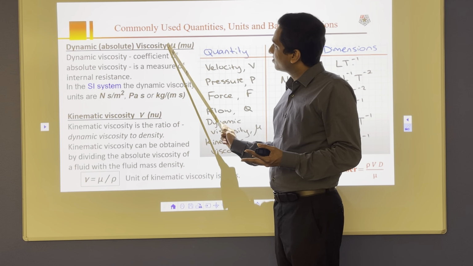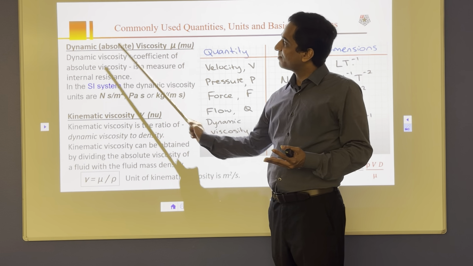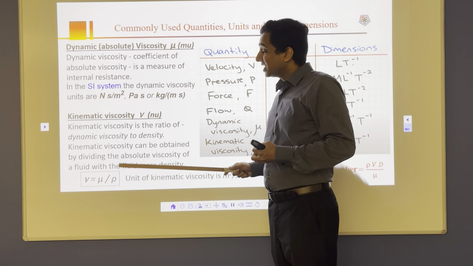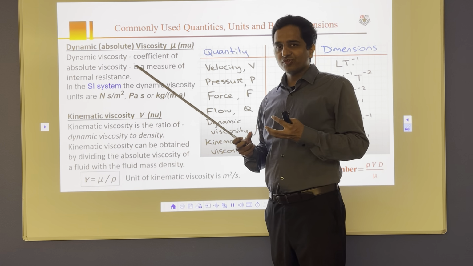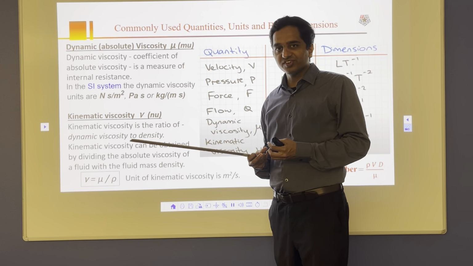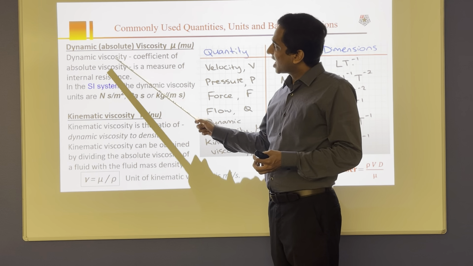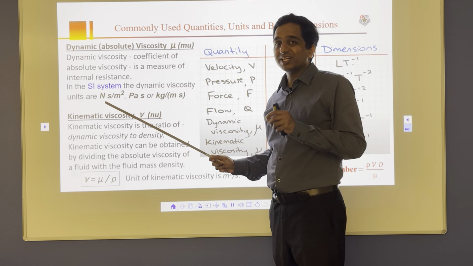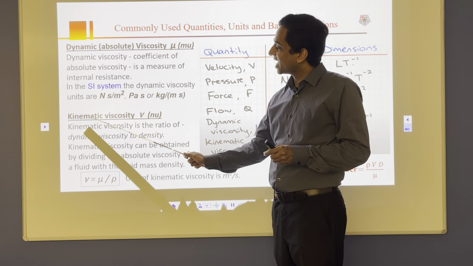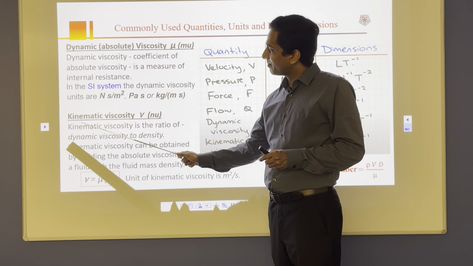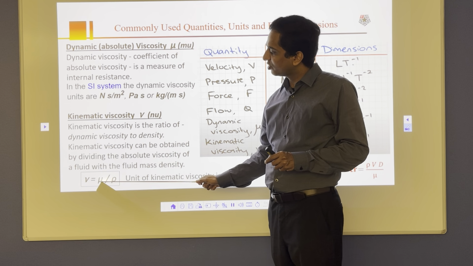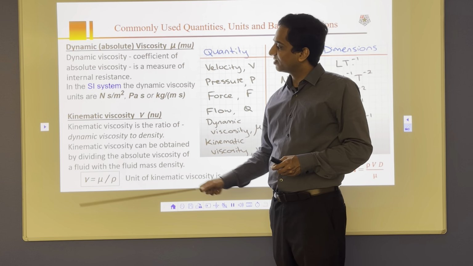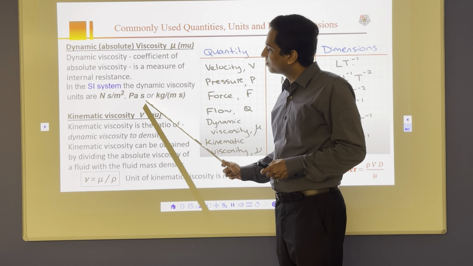Every time you see the symbol mu, that is your dynamic viscosity or absolute viscosity. That is the real viscosity. Sometimes this viscosity and density are associated with each other. If I divide this dynamic viscosity, absolute viscosity, by density, then that becomes kinematic viscosity. So kinematic viscosity is nothing but absolute viscosity divided by the density at that given temperature, given by the symbol nu.